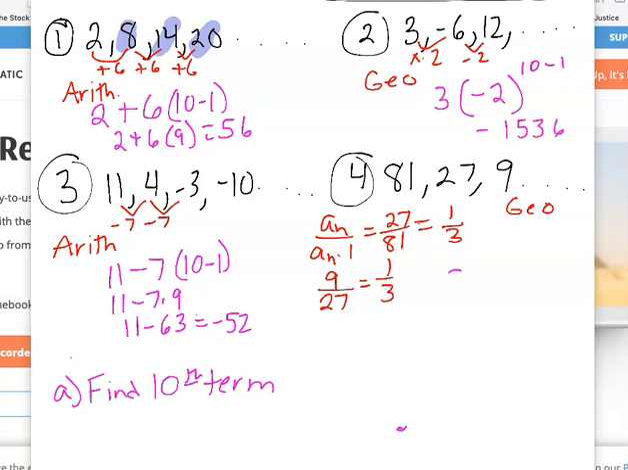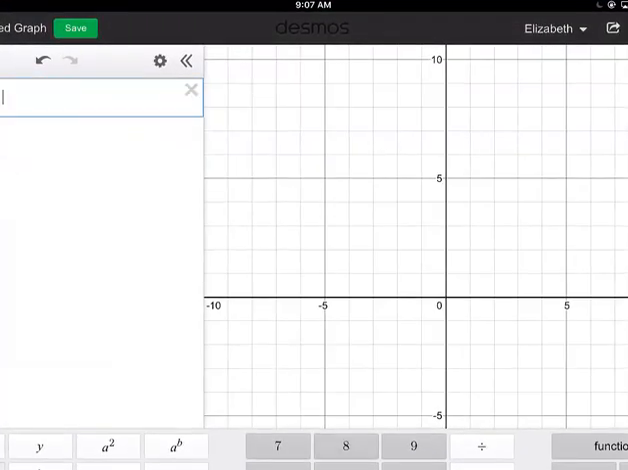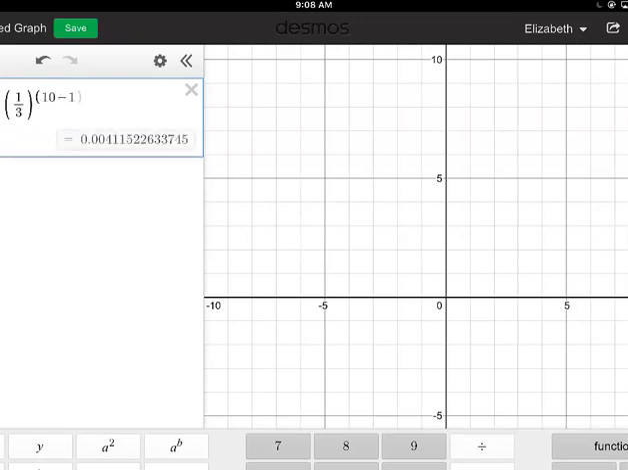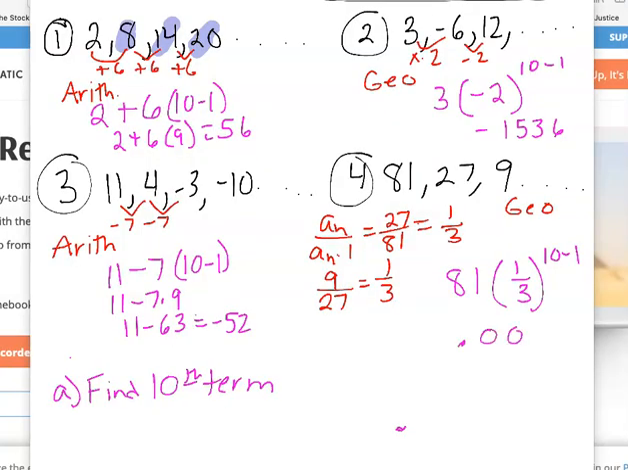And then let's see this one. We start at 81. We're multiplying by 1/3, 10 minus 1 times. See, I got some extra parentheses here. So we have 0.004. Yeah, that gets small pretty quickly.